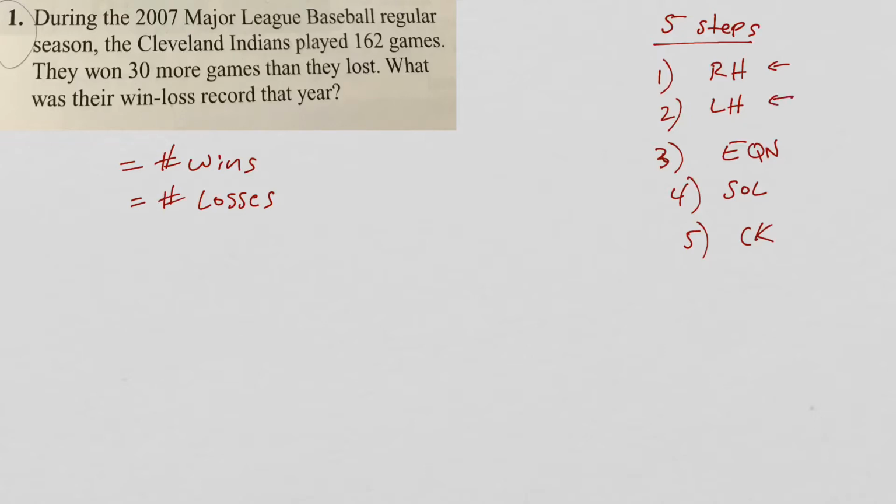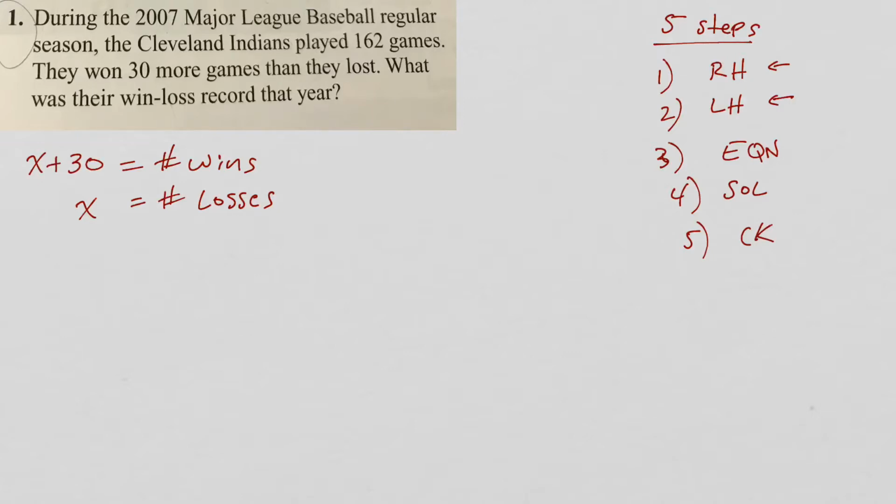Step 2 is the left-hand side of the equation. So now we're going to assign values to this. It says they won 30 more games than they lost. Well, we don't know the number that they lost, but we know that they won 30 more than that.